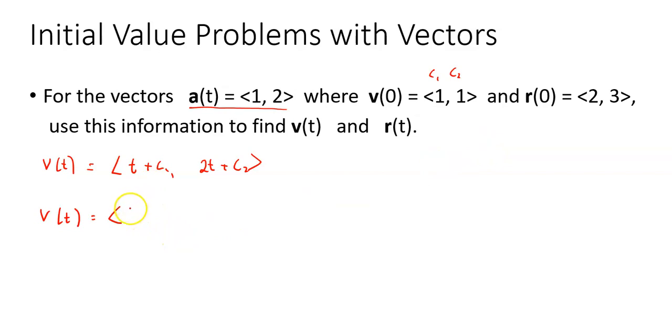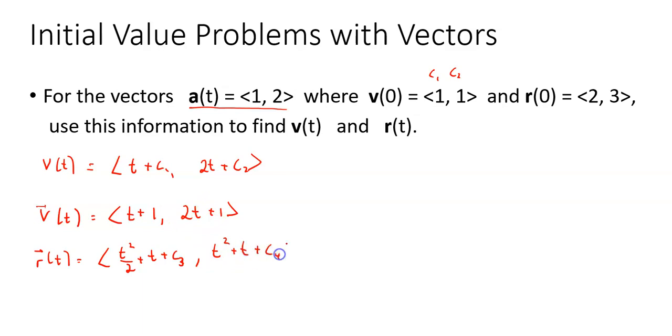All right, so now this becomes just t plus 1. This becomes 2t plus 1. Velocity, right? You want position, find the antiderivative of that. So the position vector at time t is going to be t squared over 2 plus t plus a constant. Technically, I should call that c sub 3. And then this will give me 2t squared over 2, so t squared plus t plus a constant.